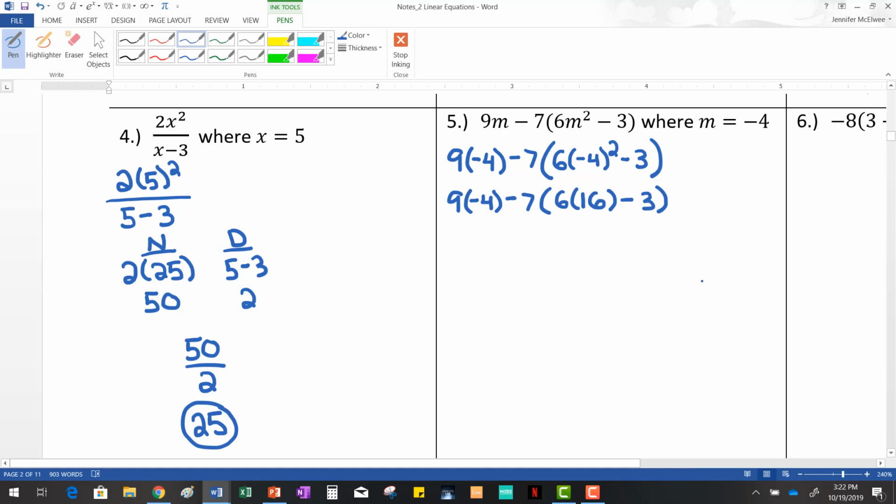That's my line. I'm still working within parentheses. I see multiplication and subtraction. Multiplication would be next, so that's where I'm going. Everything else comes down. 6 times 16 would be 96. Remember, you're allowed to use your calculator for these.